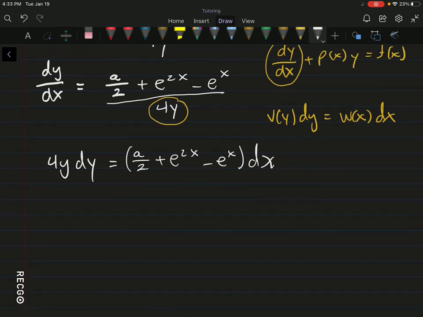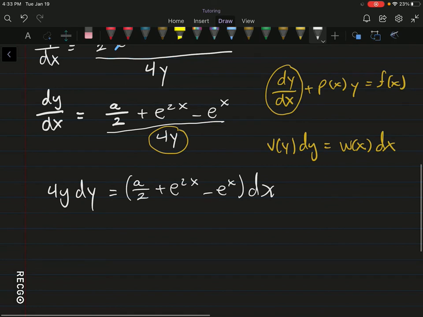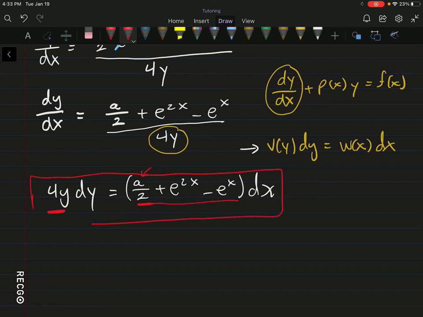Now this here fits form 1, which is this one, because all the variables in front of our dy are in terms of y, and all the variables in front of our dx are in terms of x. Even though we have a constant here, that's fine. It doesn't matter as long as we have our x's with our dx's and our y's with our dy's. This here is the final answer for this problem.